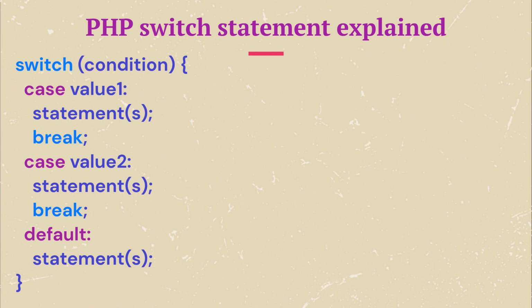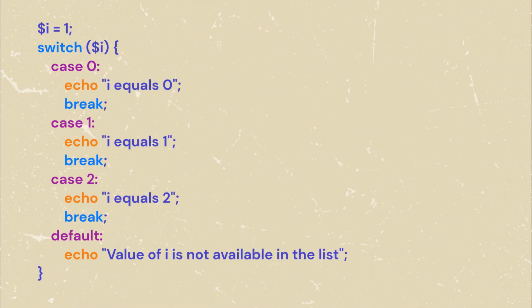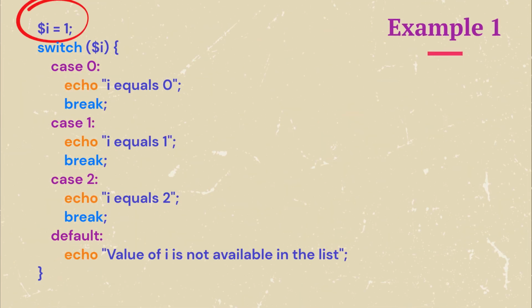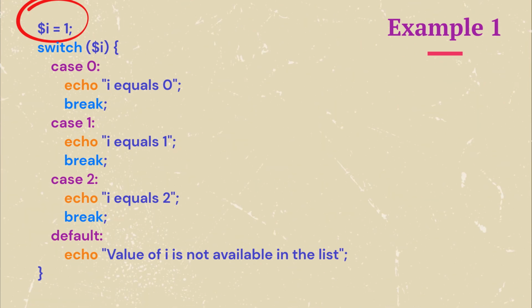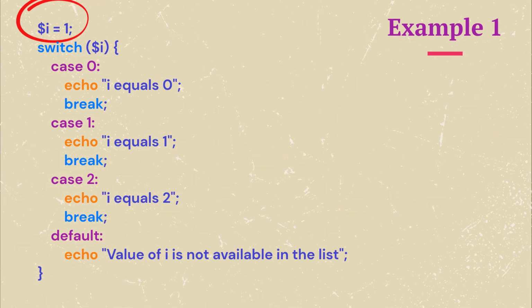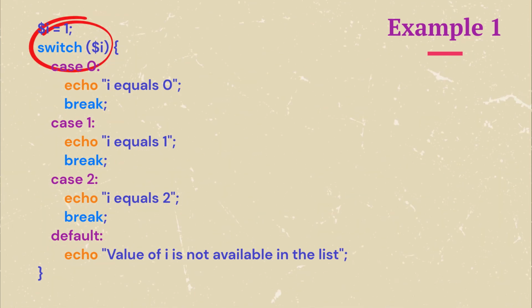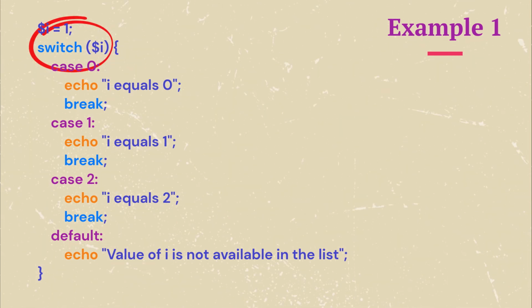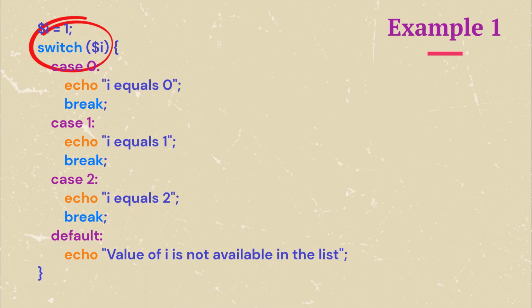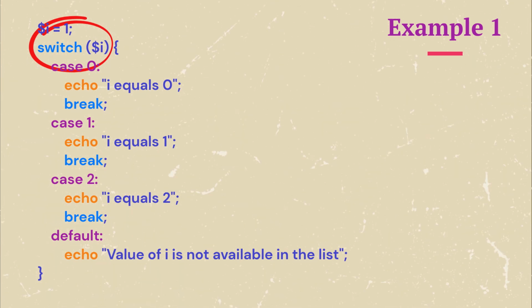We are giving an example and demonstrating further. Let us explain. 1. We are testing the values of $i. 2. We initialize the value using 1. 3. Inside the switch statement, we are putting the variable $i. It means we are targeting the variable $i and testing its values.